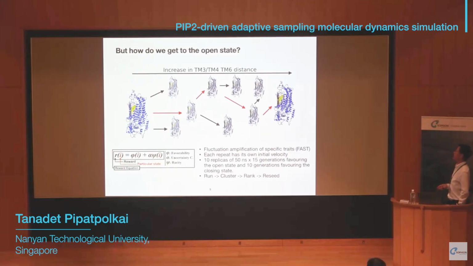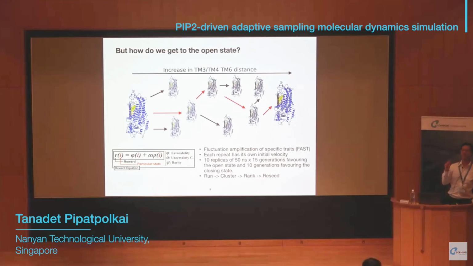To get to the open state, instead of just running simulation and finding the PIP2 binding site, we need to favor the transition from closed to open. And this is a strategy called fluctuation amplification of specific traits, or FAST. So what is FAST? FAST is a system where you run several replicas of MD simulations, so 10 replicates of it. And each replicate would have a different initial velocity. What does that mean is that they will take a different path.